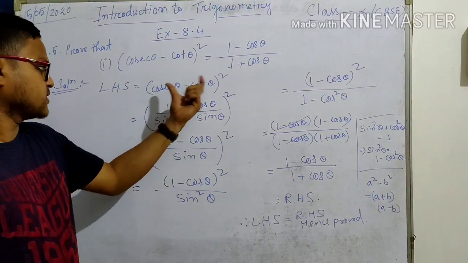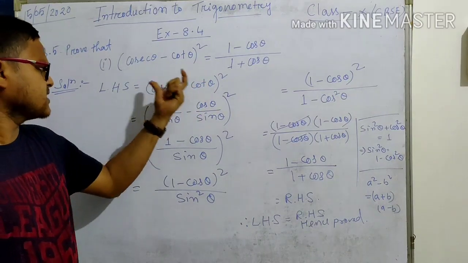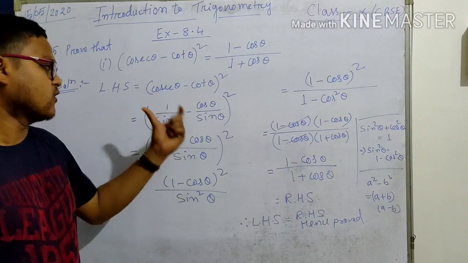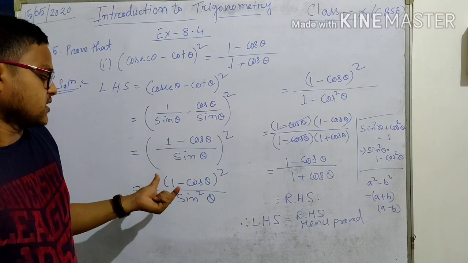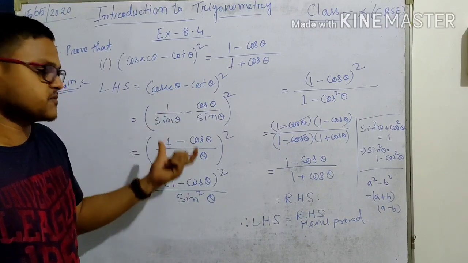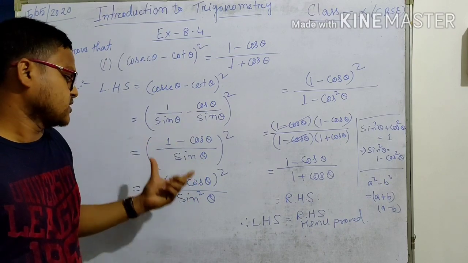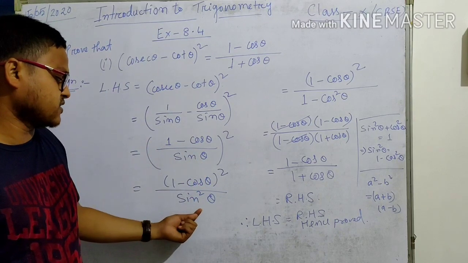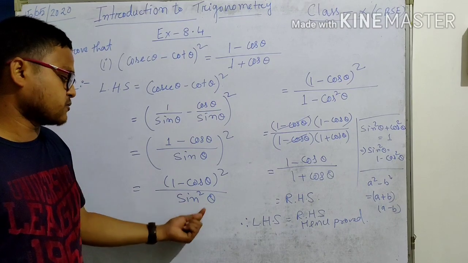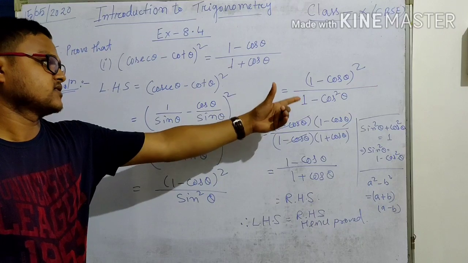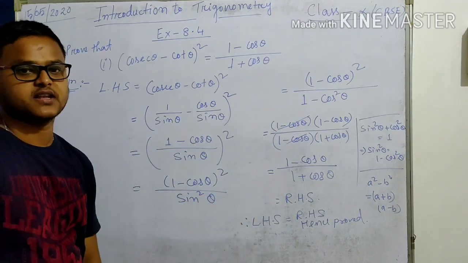Your main aim is to convert the trigonometric ratios to the nearest to cos. How can we express this trigonometry in terms of cos? You have to think that part only. Here you get sin square theta, so you express this sin square theta in cos theta like that. So finally you get the result.